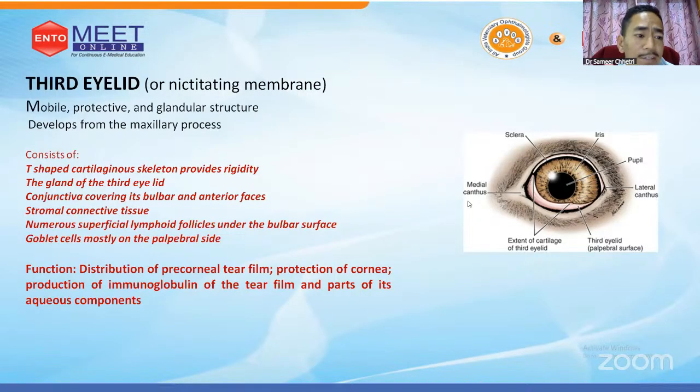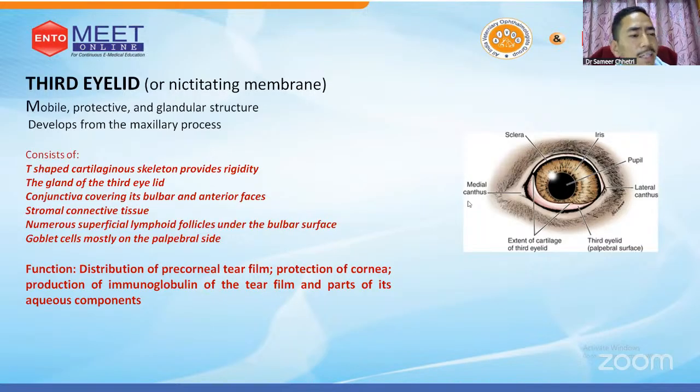There is defective tear film production, and the function of the third eyelid is the protection of the cornea. The cornea is affected badly. It becomes dry. So in the chronic situation, in the long term, KCS, that is keratoconjunctivitis sicca, occurs, which is not treated with any medication. Also, there is keratitis and conjunctivitis, which is also not treated by any kind of medicine.